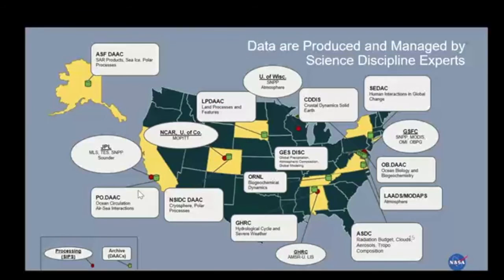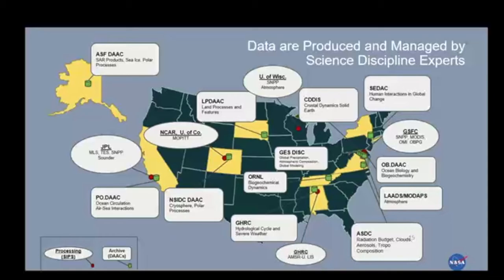So EOSDIS, the Earth Observing System Data Information System, is made up of the SIPS and the DAACs. The SIPS are science investigator-led processing systems, and they process and update our standard products. So we have certain products that are long-term that go through the SIPS.